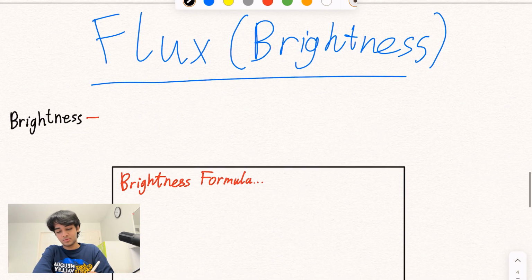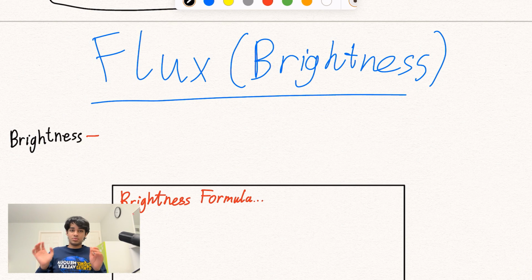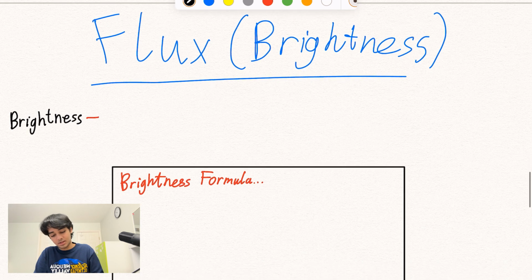Now let's move on to flux, which is also referred to as brightness sometimes. Flux and brightness generally mean the same thing. There's a minute difference where flux is more quantitative and brightness is more qualitative, but I'm not going to go too deep into that. Just know that different sources might refer to both of them in different ways, but they both mean the same thing. Here, if I say flux, I mean brightness, and if I say brightness, I mean flux. I'm not going to make a big difference here.